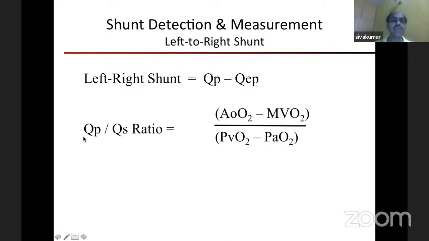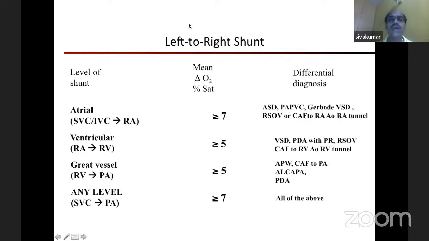QP by QS ratio is a preferred method because there is an assumption of the volume of oxygen consumption in this formula, and once you divide QP by QS, that assumption is gone, so there is less assumption regarding oxygen consumption. A left-right shunt with anything more than 7% step up is going to be significant. This is Dexter's equation, which states that at an atrial level more than 7% is significant, at a ventricular level more than 5% is significant, and at arterial level it is more than 5%.